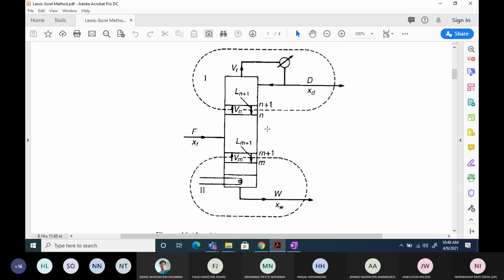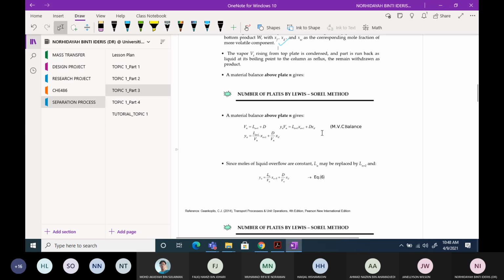stated, okay, Vn is equal to Ln plus 1 plus D. Okay, the stream coming in is equal to the stream coming out. Okay, just easy. This is the overall balance. So when you want to write a component balance, just multiply that overall with the component balance. So Yn Vn is equal to Ln plus 1 Xn plus 1 plus D XD.